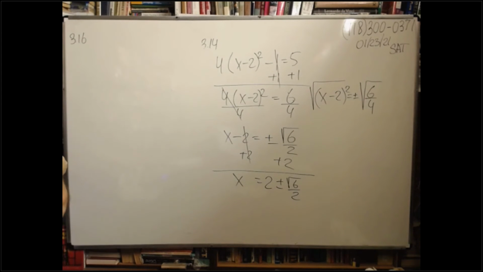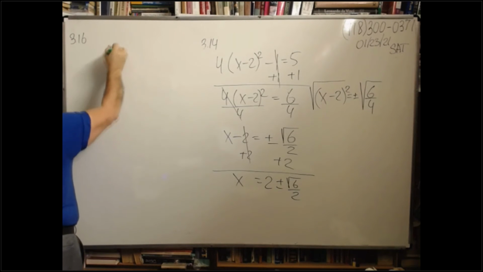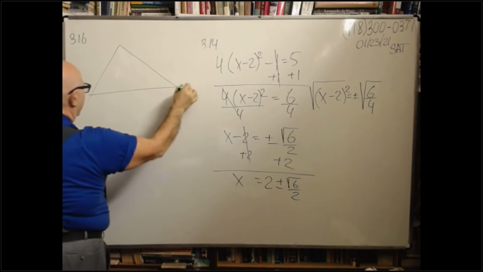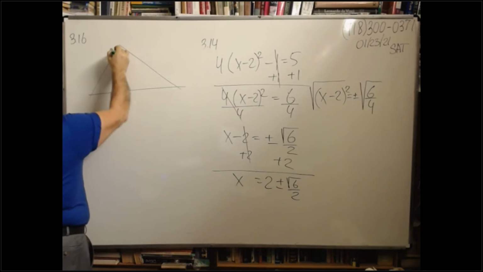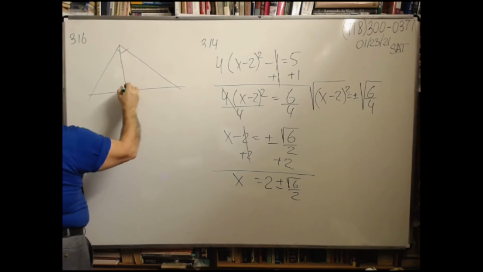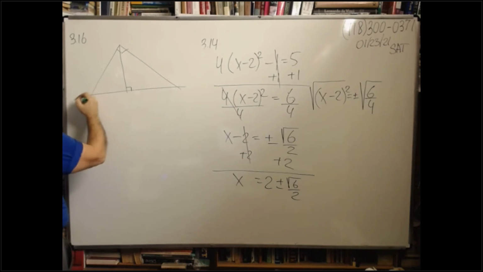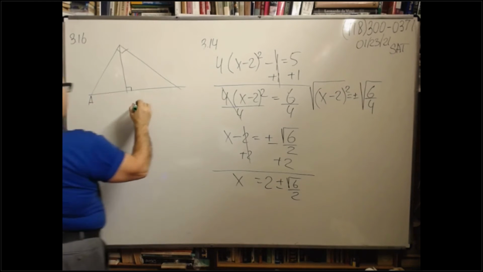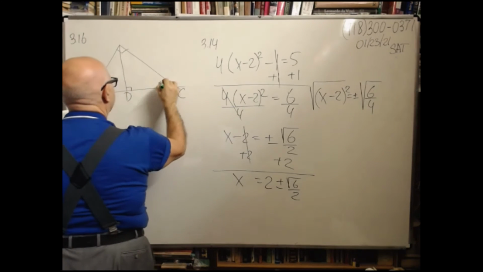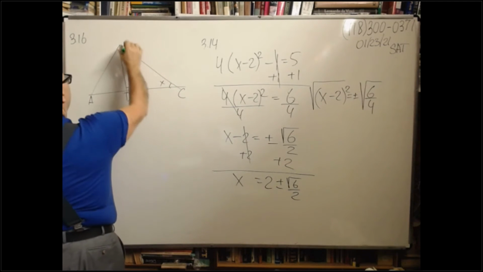We have a picture. Where is it? 316. Yes, picture like this. And this is right angle. And this is altitude. A, C, B.